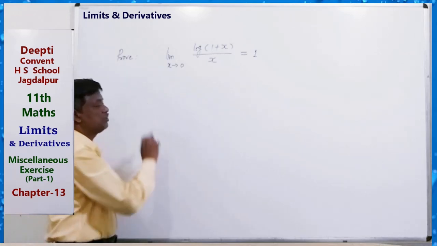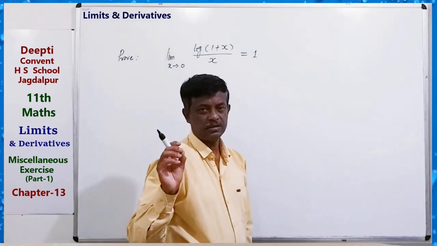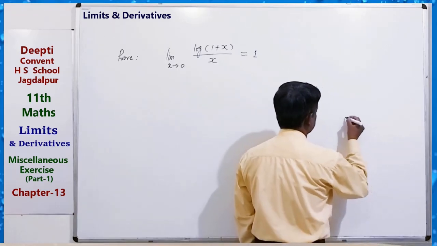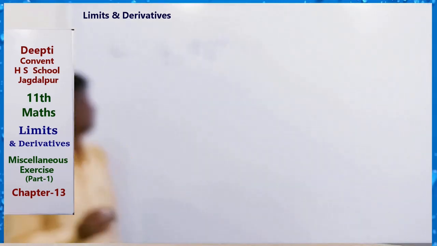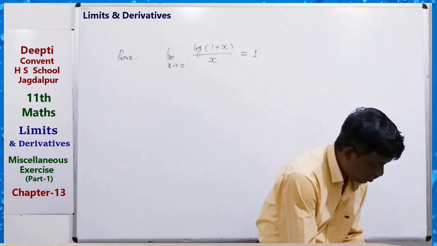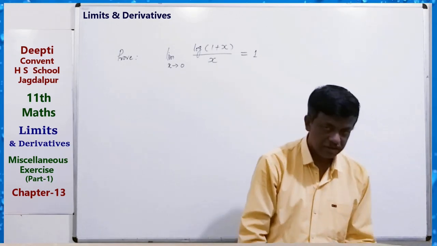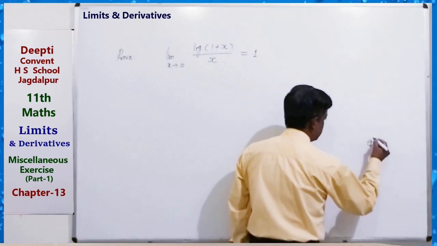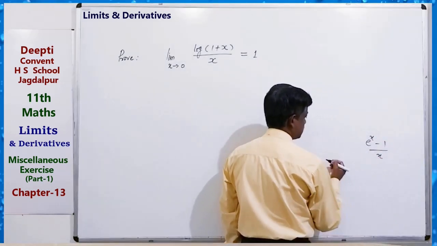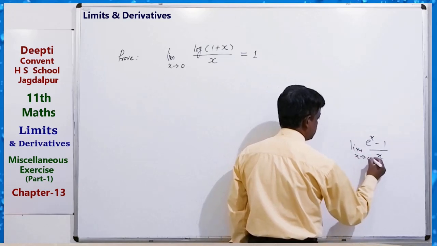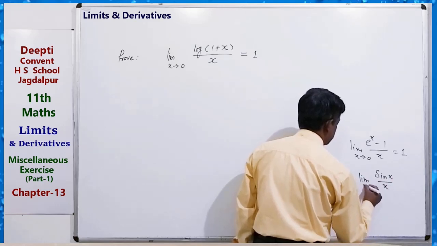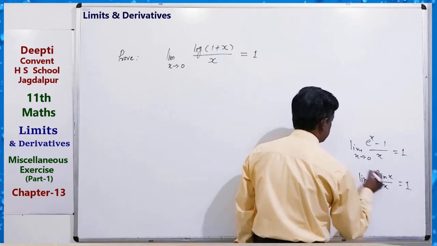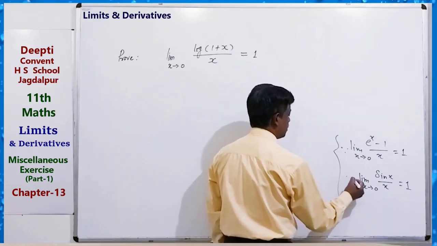For proving this, we know some limits, and you can use some formulas directly. The first formula is: the limit as x tends to 0 of (e to the power x minus 1) by x equals 1, and the limit of sin x upon x as x tends to 0 is 1. Since we know that, we are writing like this.